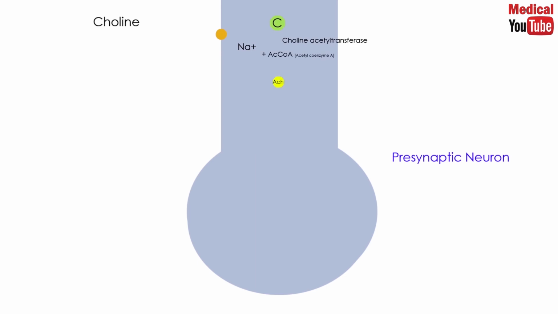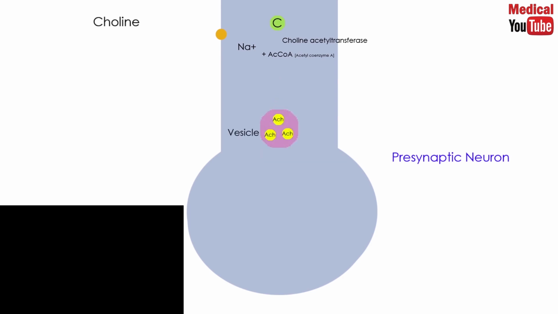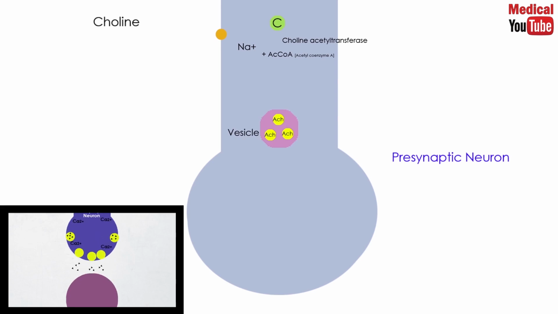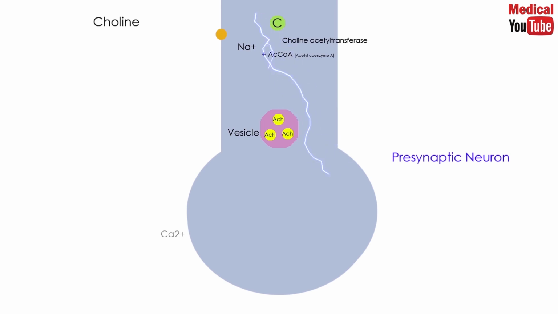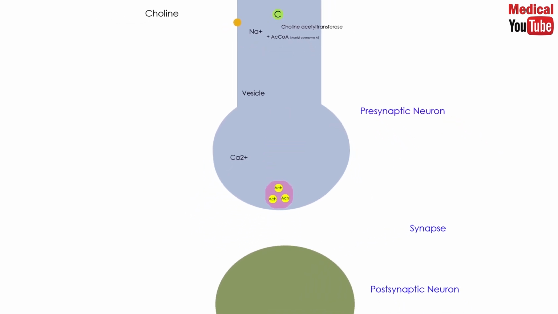Then acetylcholine is packaged and stored in presynaptic vesicles. As we discussed before in the synaptic transmission video, when an action potential arrives at the nerve ending, voltage-sensitive calcium channels on the presynaptic membrane open, causing an increase in the concentration of intracellular calcium. Elevated calcium levels promote the fusion of synaptic vesicles with the cell membrane and the release of their contents into the synaptic space. Then acetylcholine diffuses across the synaptic space and binds to postsynaptic receptors on the target cell.